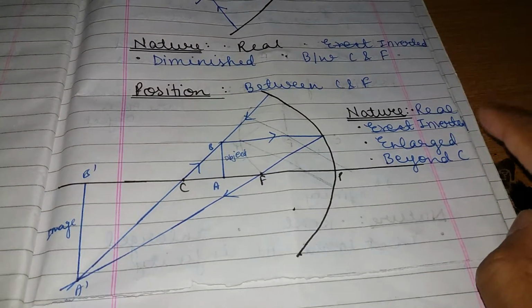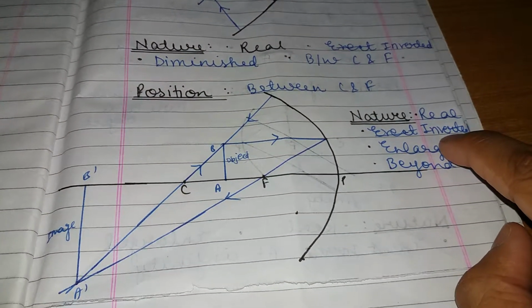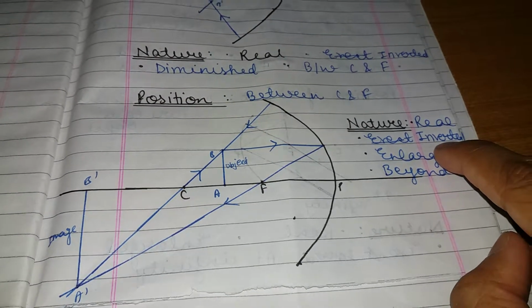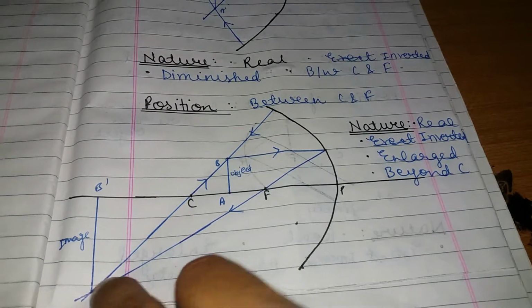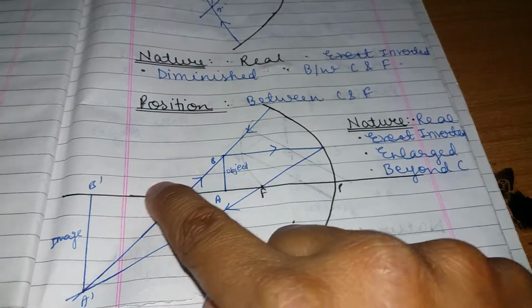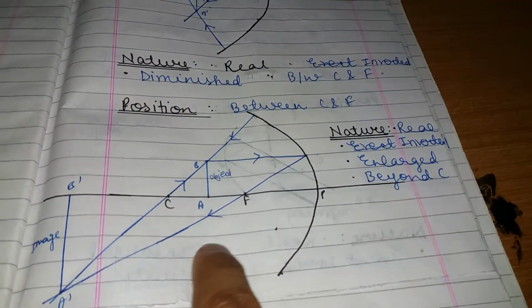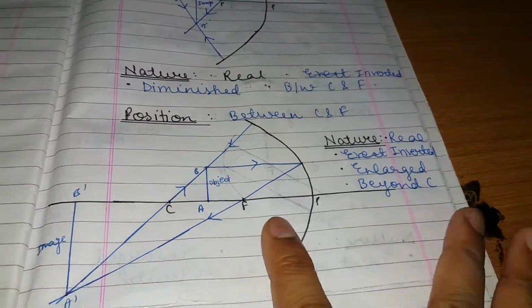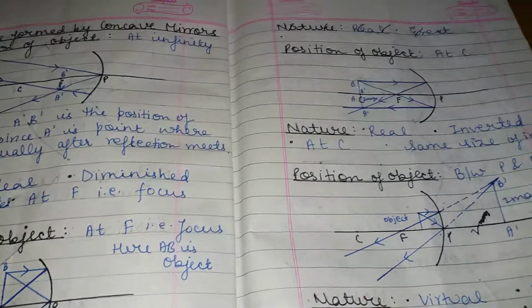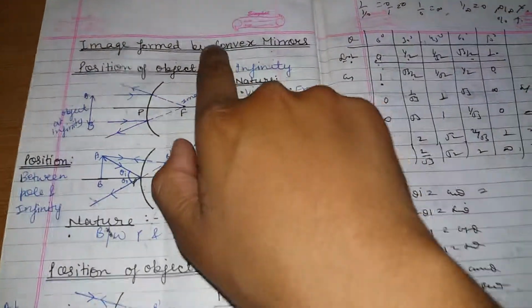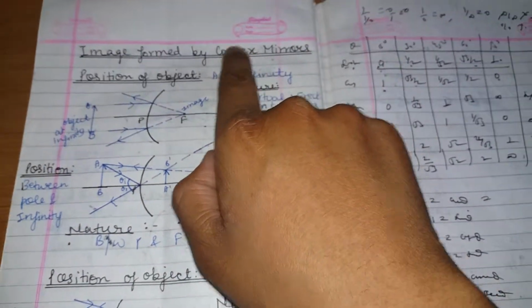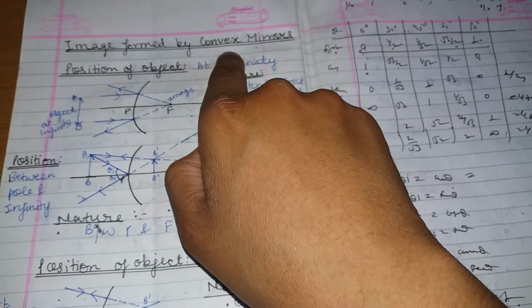So the nature of the image is real. When the image is real, it will also be inverted. And since A dash B dash, which is the image, is greater than AB, the image is enlarged and it is beyond C. Now as we have covered the concave mirror, there is another mirror, the convex mirror.